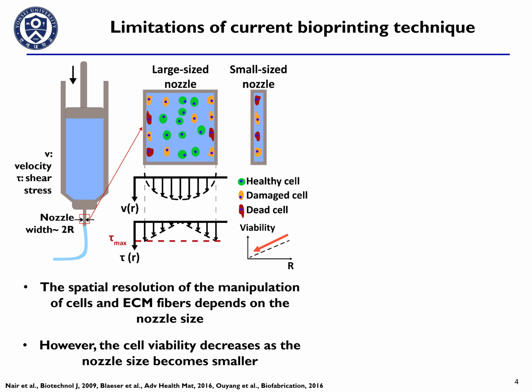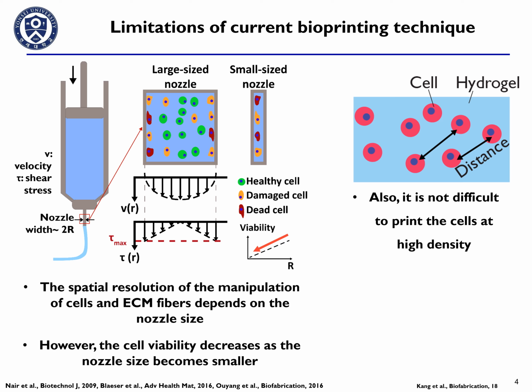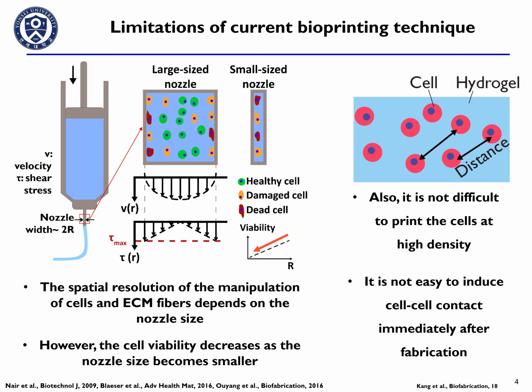Also, cells are just mixed with the hydrogel solution without any external forces to aggregate them. So, it is difficult to induce the cell-cell interaction immediately after the printing. Because of this characteristic, when using bioprinting, it is not easy to simulate a tissue in which cells are arranged in a specific geometry at the scale of some millimeter level and cells are densely clustered.